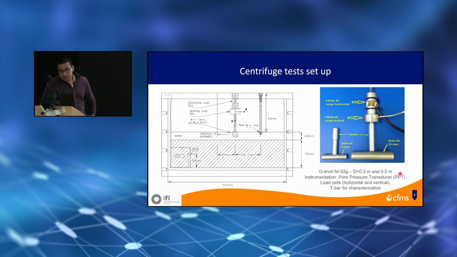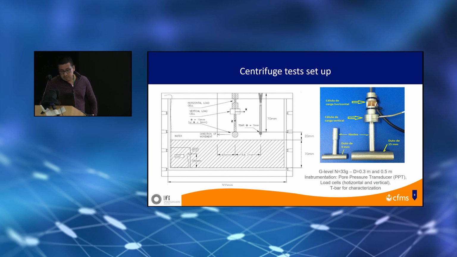In more detail, here we can observe the experimental setup, which consisted of two types of pipelines with diameters of 9 millimeters and 15 millimeters in model scale, aiming at simulating pipelines with diameters of 0.3 meters and 0.5 meters at prototype scale when subjected to a G level of 33 G. Regarding the instrumentation, one load cell was attached on top of a tube that connects the pipeline with the actuators on the top. So we have a vertical load cell and also a set of strain gauges, which at first instance measure bending moments, but then are converted into lateral forces.